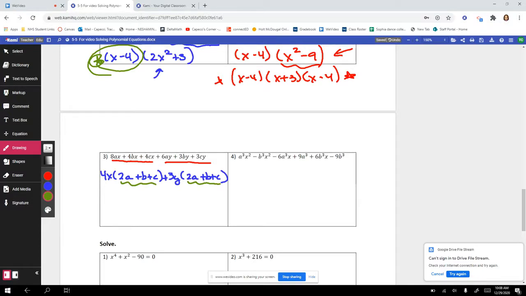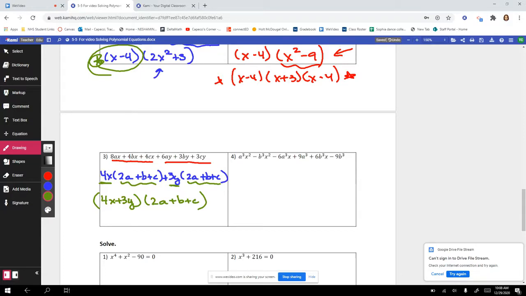Now, although that is my greatest common factor, a lot of times we're going to put this 4x and the 3y together. So you usually see the binomial first, whatever the polynomial is with the least amount of terms is usually listed first. So I have 2a plus b plus c because that's my greatest common factor. And that's my final answer right there.